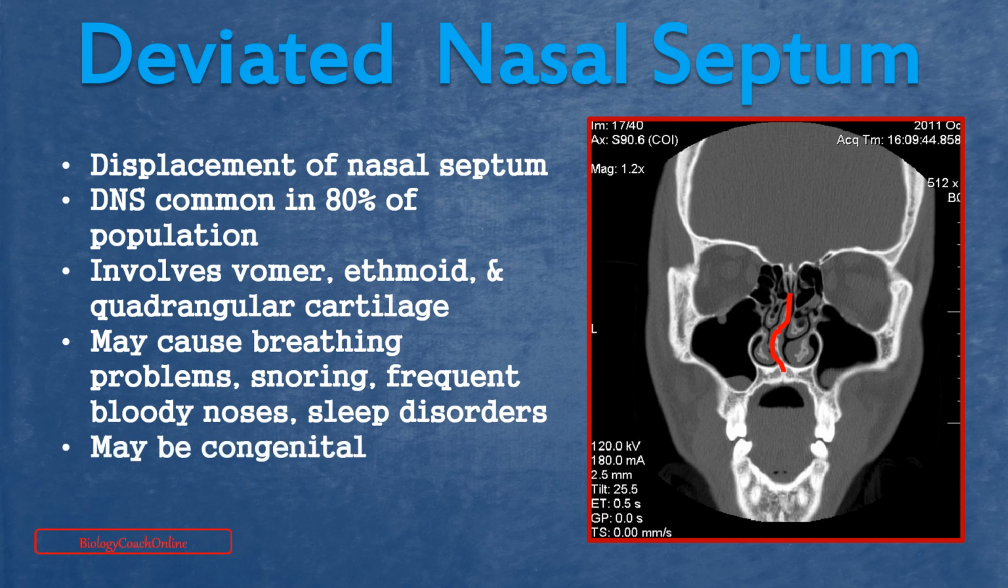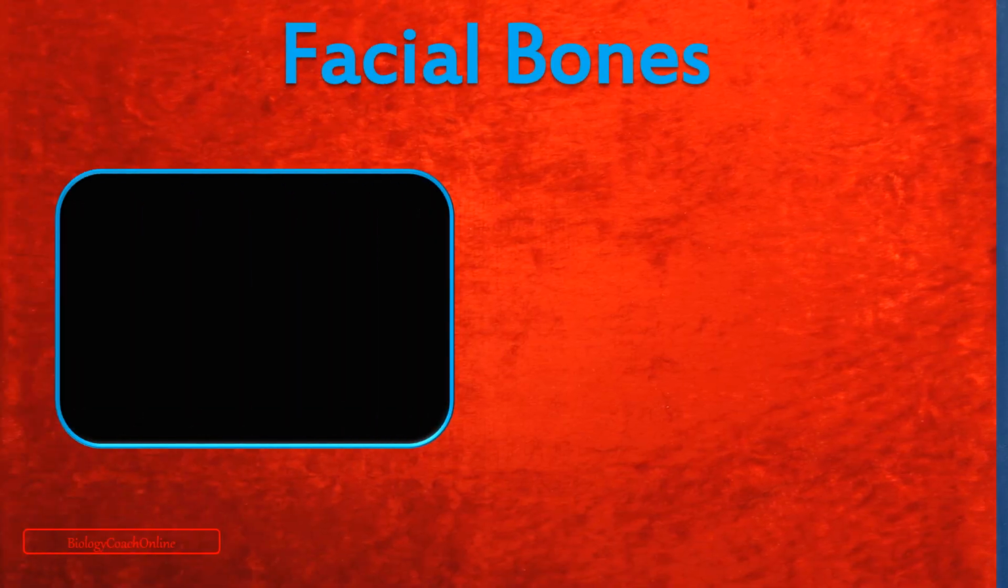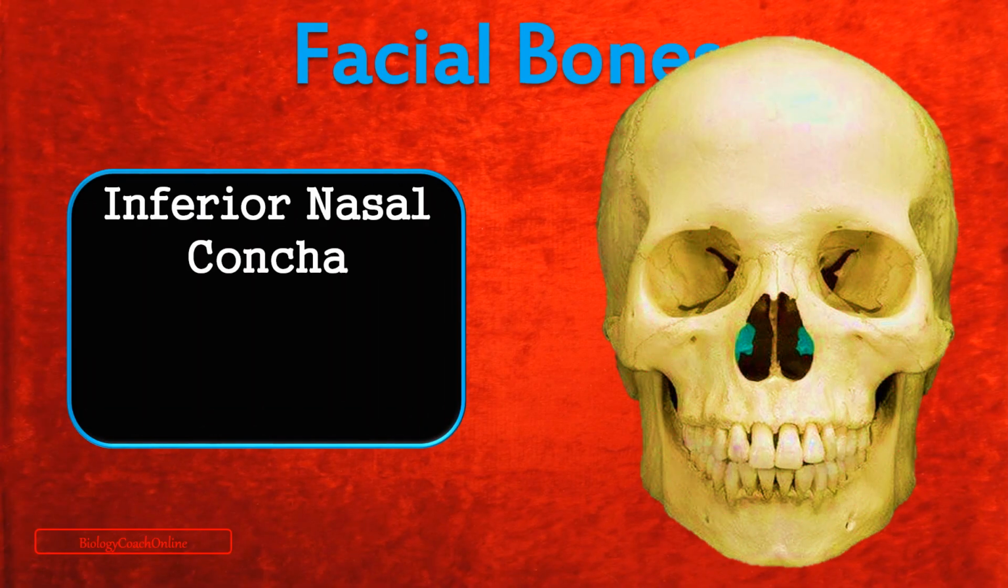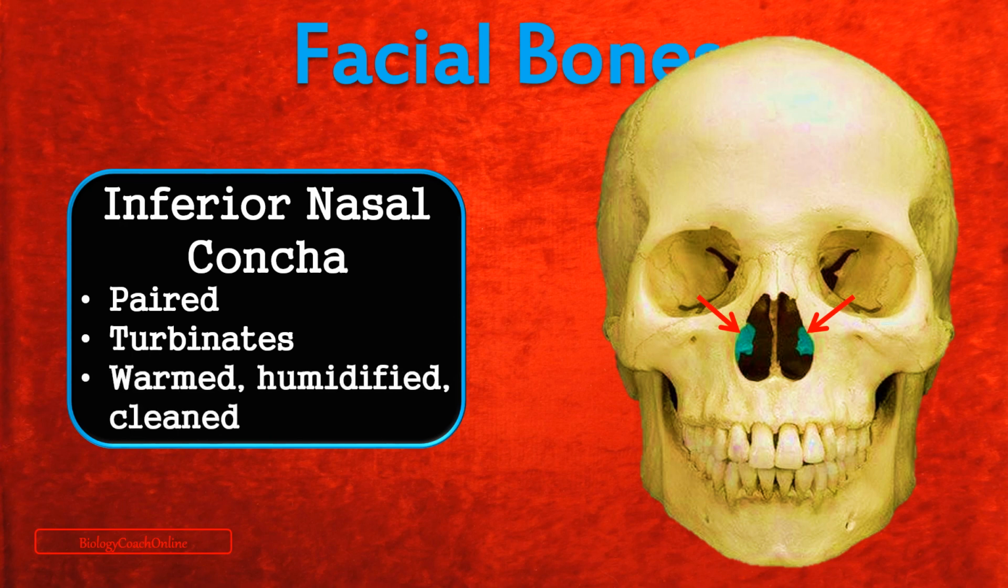Now the inferior nasal concha is a paired facial bone that can be seen just inside the nasal canals. We see it here and here. Sometimes referred to as the inferior nasal turbinates, because as air passes through the nasal channels, it gets churned and stirred as though passing through a turbine. In this way, the air, as it passes across the mucous membrane covering these bones, gets warmed, it gets humidified, and it gets cleaned before it passes into the respiratory tract proper.